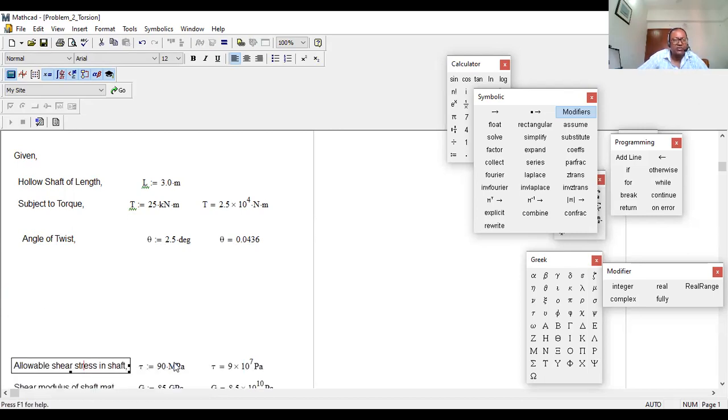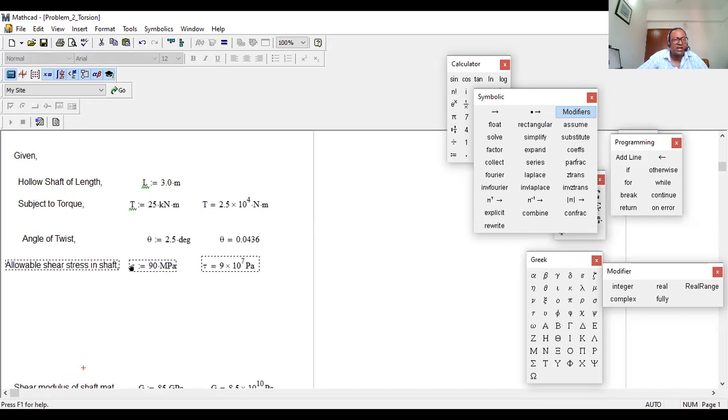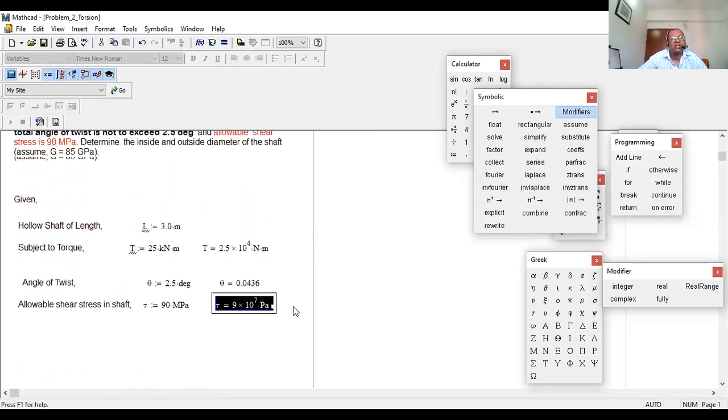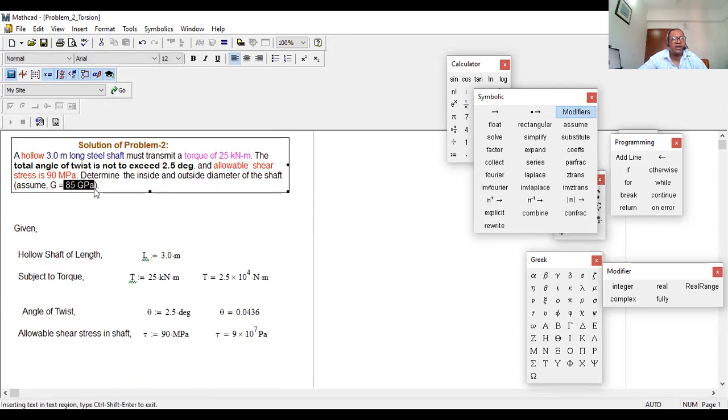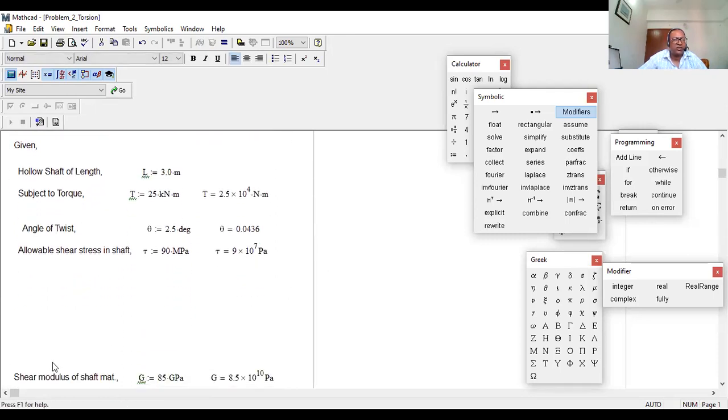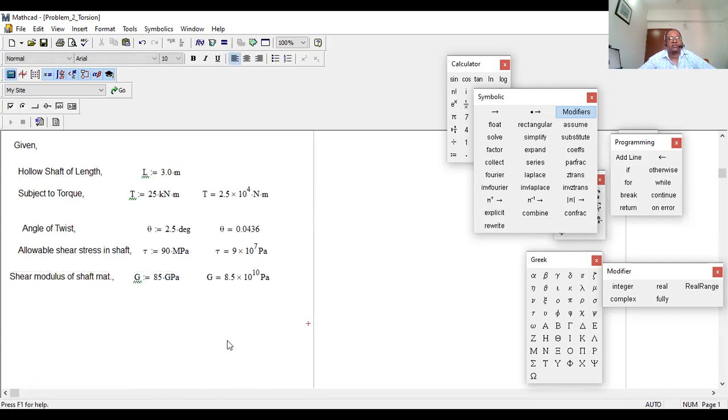It says shear stress should not be more than 90 megapascal. So that shear stress will be the maximum shear stress you can apply. So tau equals 90 megapascal, converting it to Pascal. Next, you see shear modulus is given as 85. So you write down the shear modulus of the shaft in this mass, in megapascal.